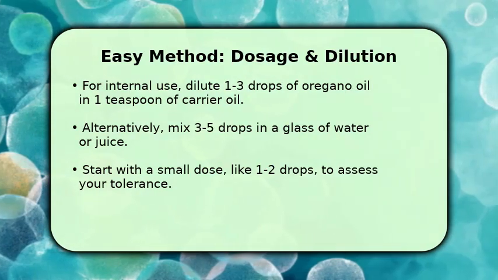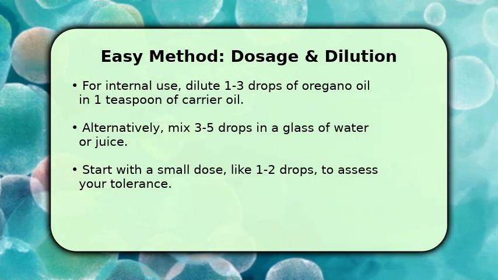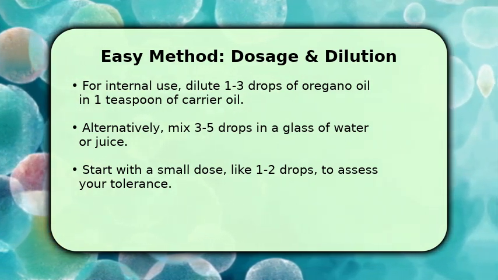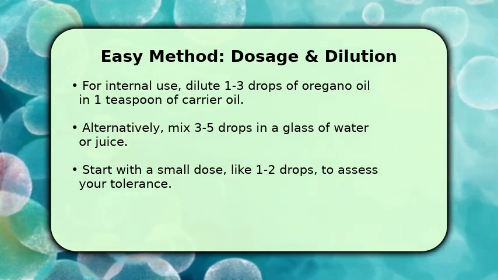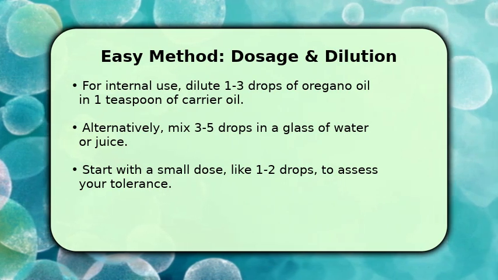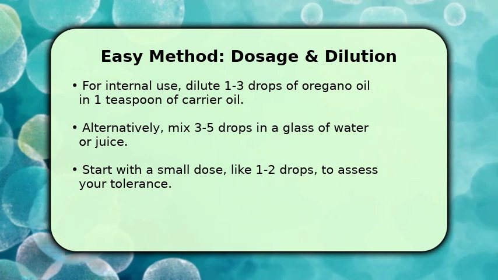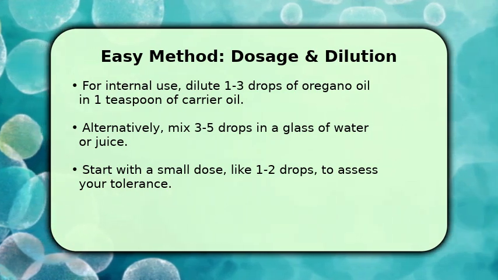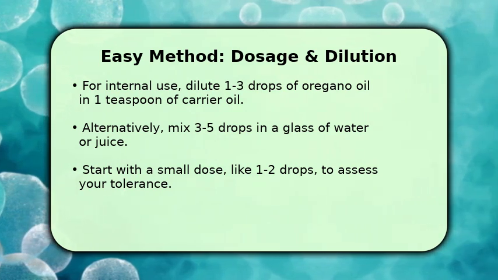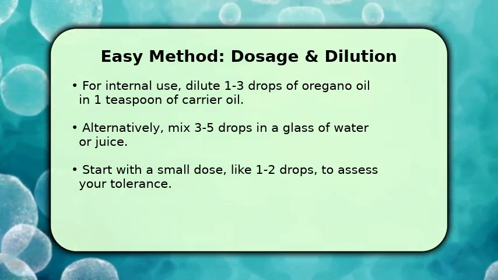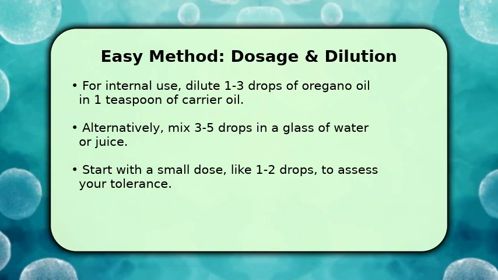For an easy method of using oil of oregano, proper dilution is key. For internal use, you can mix 1 to 3 drops of oregano oil with 1 teaspoon of a carrier oil, such as olive or coconut oil. Another option is to add 3 to 5 drops to a glass of water or juice. Always begin with a smaller dose, perhaps 1 or 2 drops, to see how your body reacts. For best results, choose an oil of oregano product containing at least 65% carvacrol.